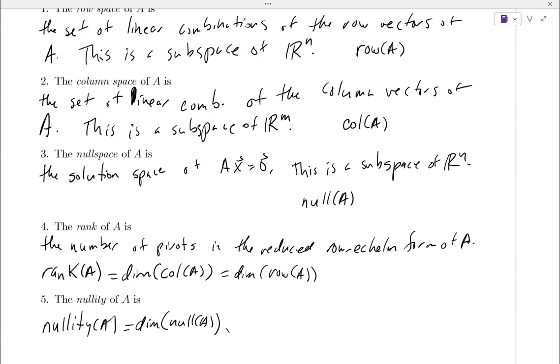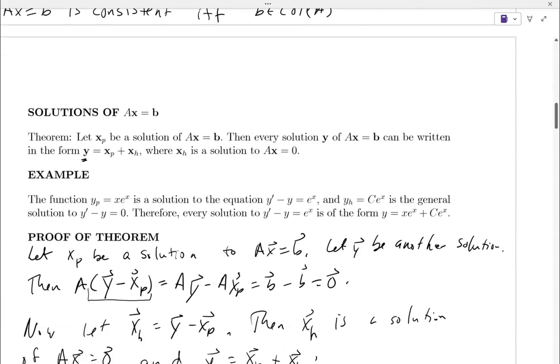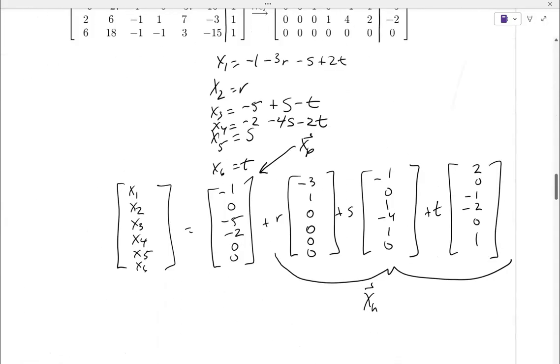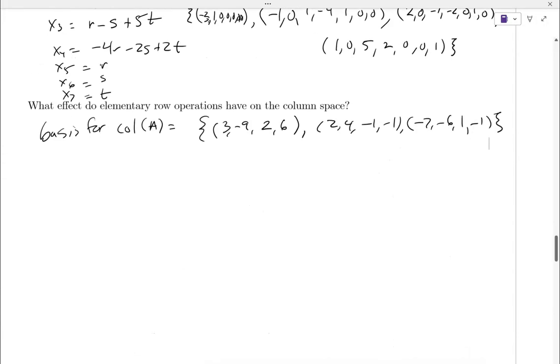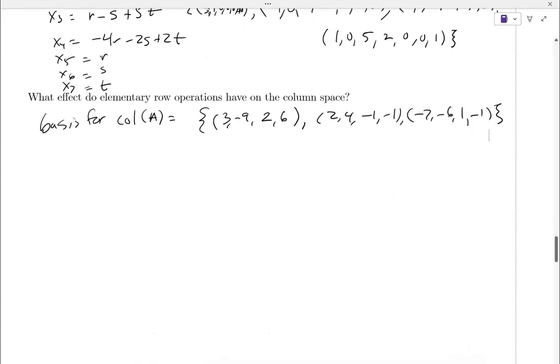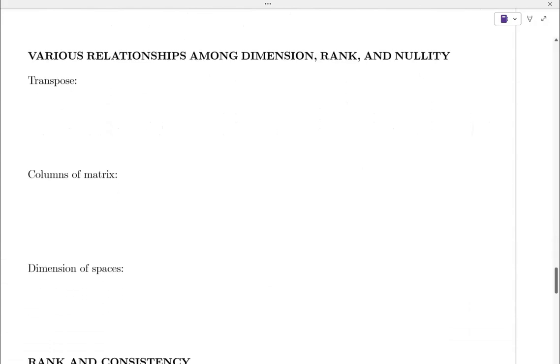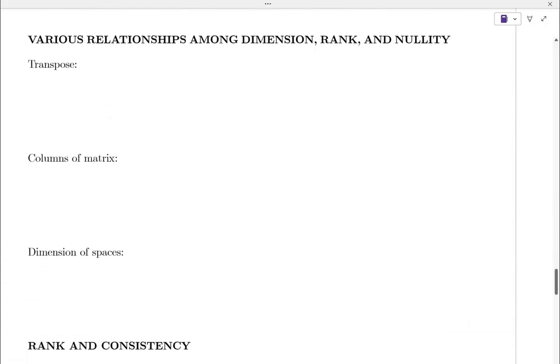The rank is the dimension of your column space and the dimension of your row space. And the nullity is the dimension of the null space. So just to remind us of those definitions that we talked about last time, and how we find the different bases for these things. Let's talk about some of the relationships among these different things.